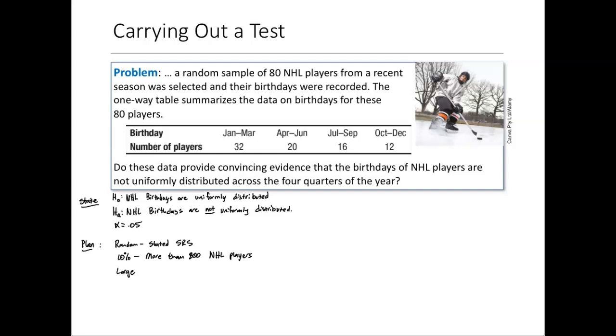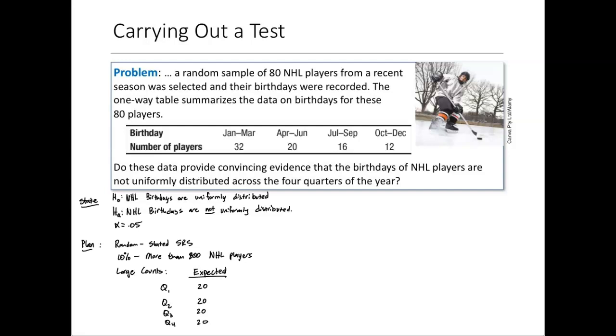All right, and then large counts. Here we have to list out our expected counts. So expected. All right, so if they're uniformly distributed, and we're only looking at this in terms of quarters of the year, if we have 80 players and they're uniformly distributed, how many would we expect to be born in each quarter? 20. Those are all greater than 5. That's our large counts condition, so we're good to go, right?